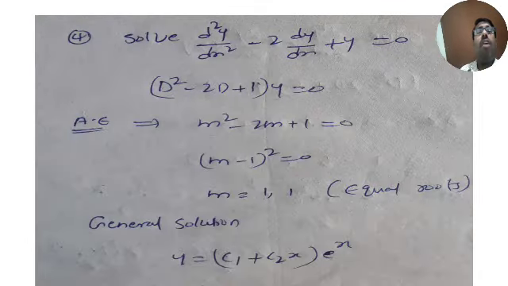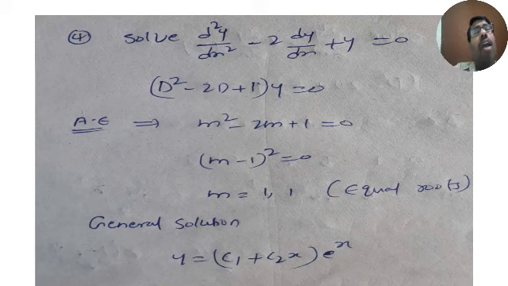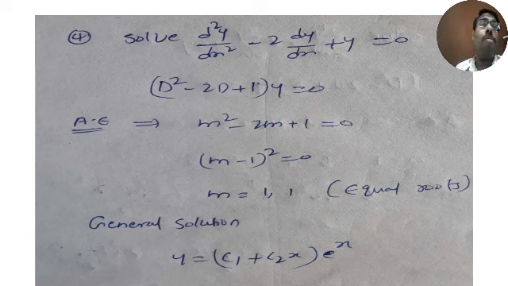Fourth problem. Solve d square y by dx square minus 2 into dy by dx plus y is equal to 0. Homogeneous, second order, linear, constant coefficients, and so on. This is a homogeneous differential equation. Are you getting? Operator form.